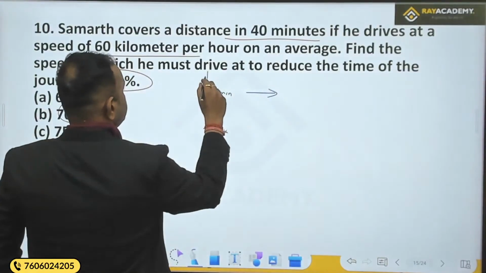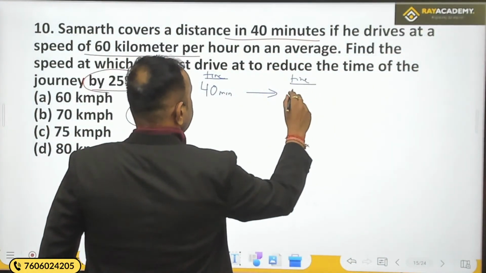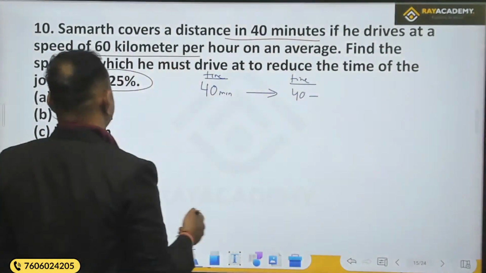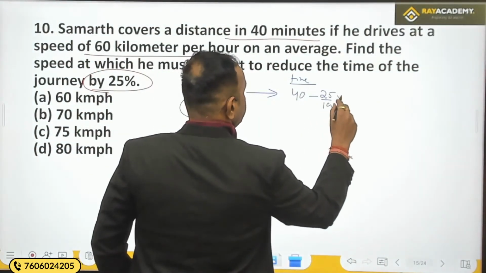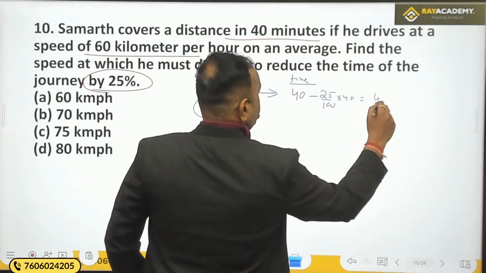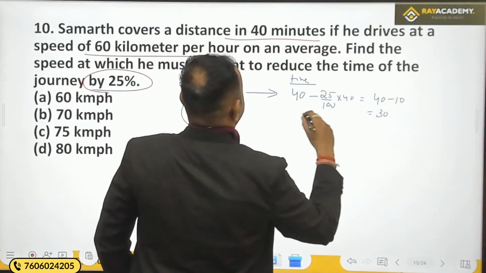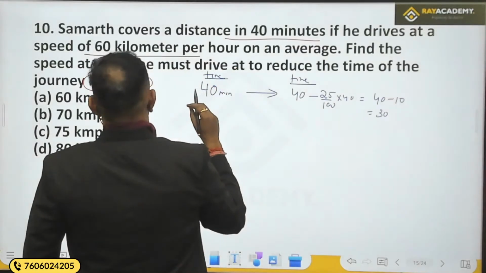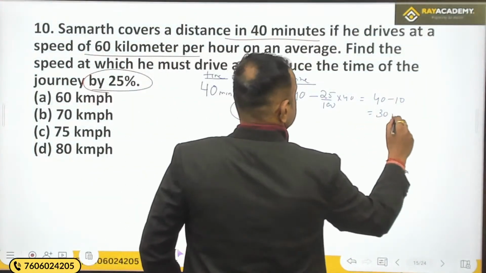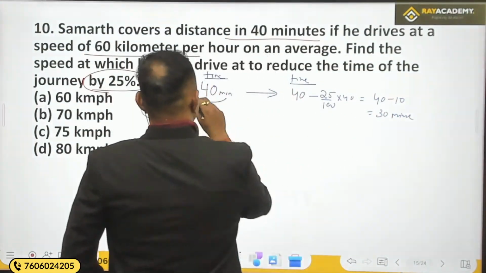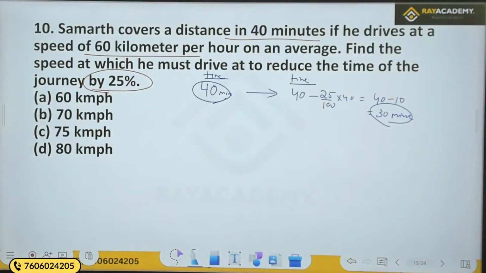Second, this is the time. In the second scenario, the time will be 40 minus 25% reduced, that is 25 by 100 into 40. So this is 40 minus 10, that is 30 minutes. It was 40 minutes, and the second we need is 30 minutes. Okay, and 60 km per hour is given.